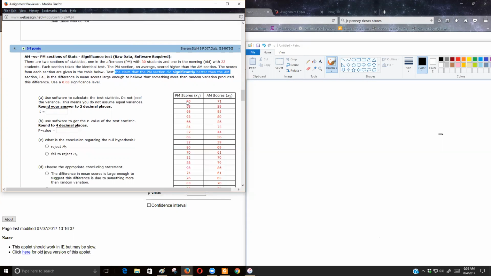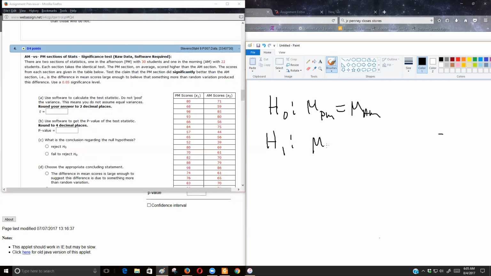And the way they have this set up, they have the afternoon scores as X1. So if I think about the first population as being the PM scores, the second population being the AM scores, I'm going to set up my hypotheses like this. H0, I'm going to do it as if they're equal. So the mean of the PM scores equals the mean of the AM scores, and then the alternative hypothesis is they want to test the claim that the mean of the PM scores is greater than the mean of the AM scores.